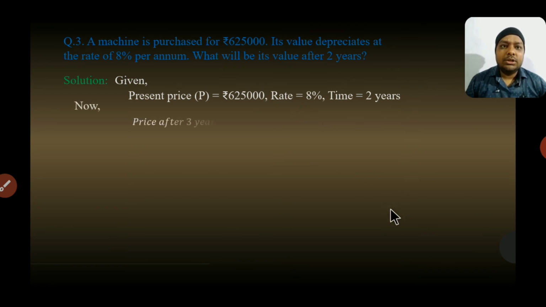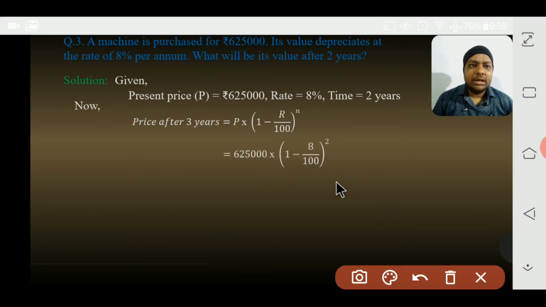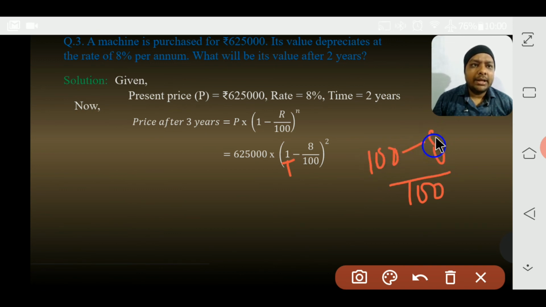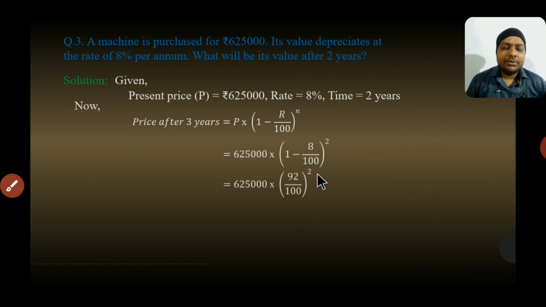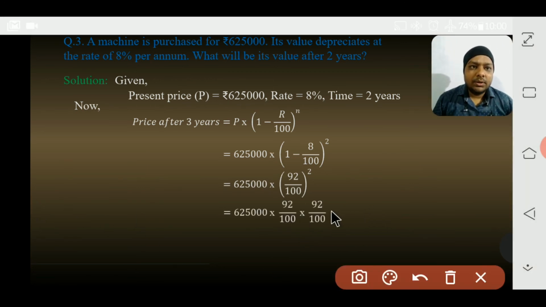So we can use the formula: 1 minus R by 100 to the power n. Put the value: 1 minus 8 by 100. It will be 1 here, then the LCM of 100, 1 and 100 will be 100. Then here we will write 100 minus 8. So it will be 92 by 100, 2 times. It means we will write it 2 times. Now 20 will cancel, 10 will cancel.